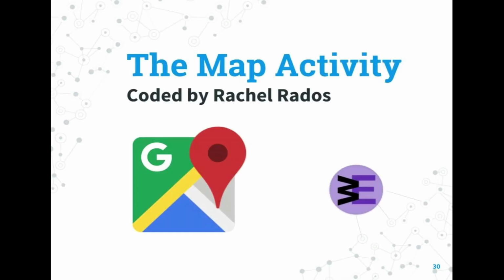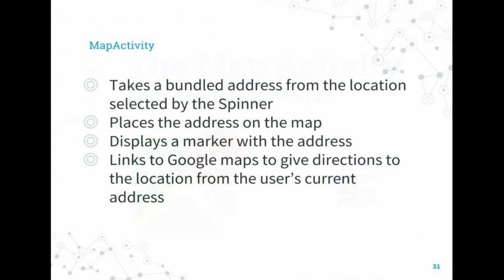Hello, I am Rachel Rados, and I will be covering the map activity portion of this application. So this activity is going to take a bundle. It's going to contain the address that was selected from the spinner activity, and it's going to then take that string and convert it and then place that location on the map. It's also going to put a marker on the map with a title of the marker of that address.